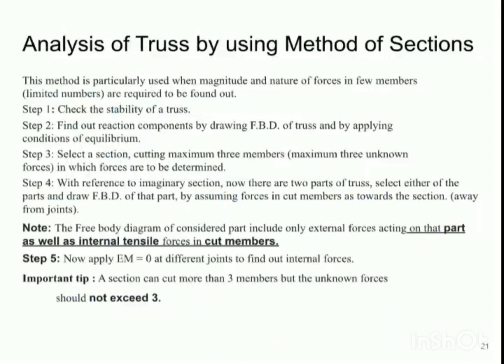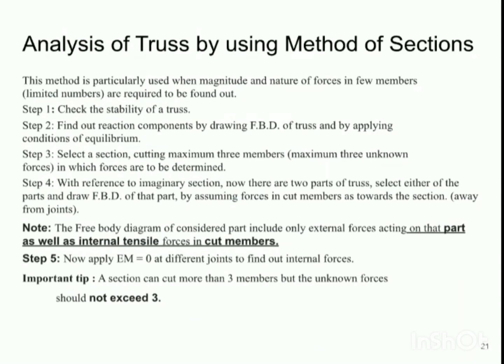Let us say a truss may contain 10 members, so we are interested in finding out the magnitudes of only 3 member forces. So in that case, if we proceed by method of joints, then it would be very laborious, it would be more time consuming. So instead we will go for using method of sections. So the first two steps for method of sections are the same: check the stability of the truss, draw the free body diagram, and apply conditions of equilibrium to find out the support reactions.